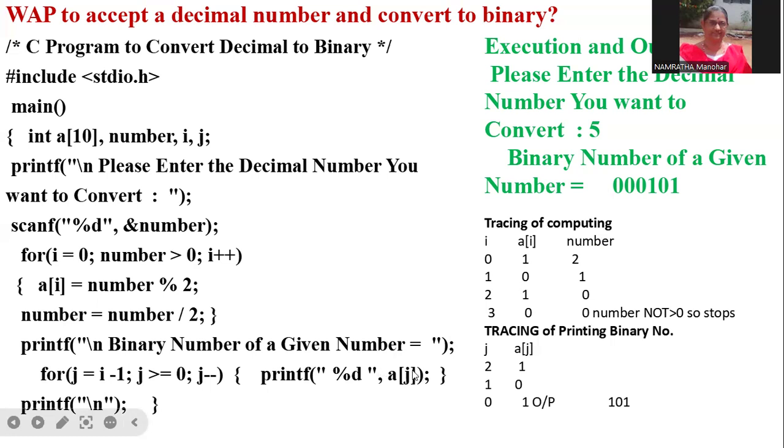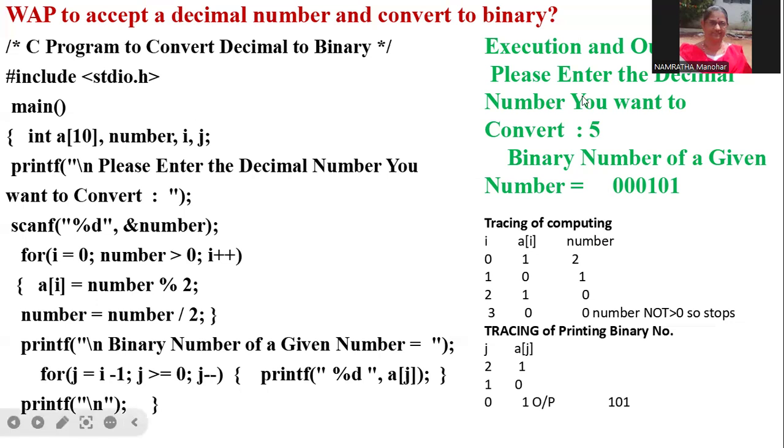Now we have to print the binary number. These remainders have to be printed in the reverse order. So what do we do? For j is equal to i minus 1. That is, the counter has become 3, but I want to print from this one, so I must do 3 minus 1. So i minus 1, j greater than or equal to 0, j minus minus, printf percentage d, a of j. So here first it will print 2. What is this?